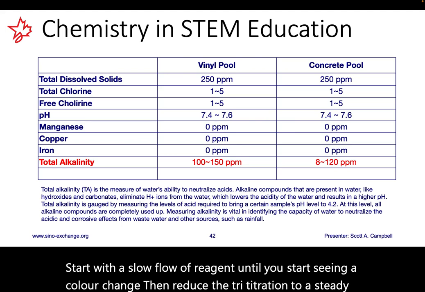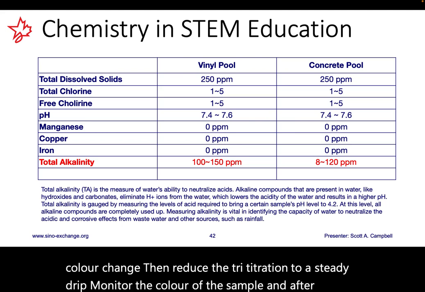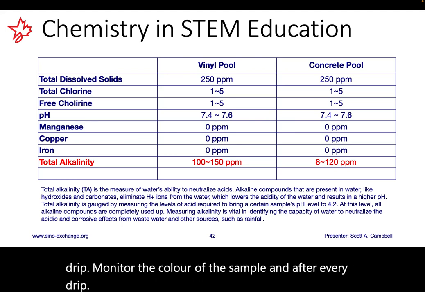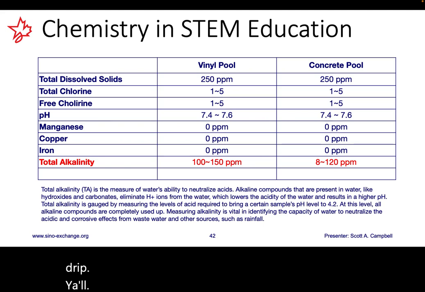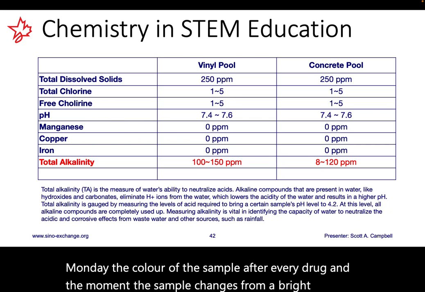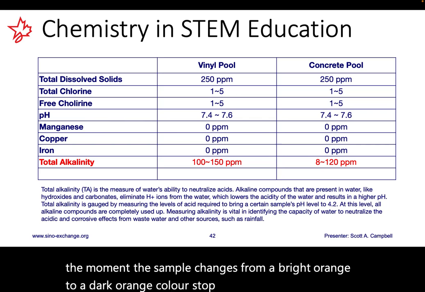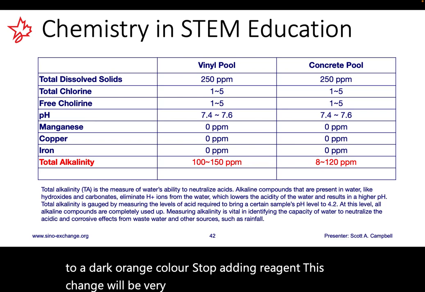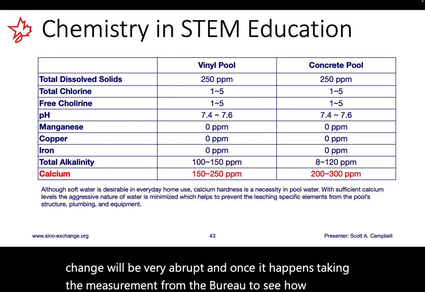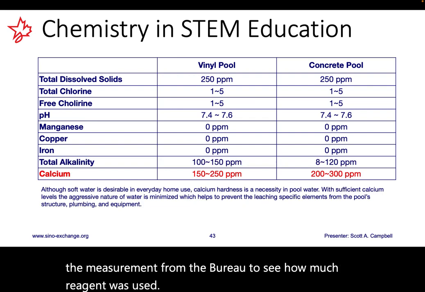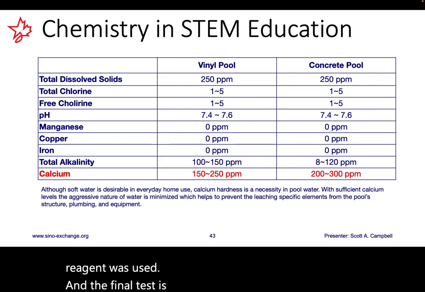Monitor the color of the sample after every drip. And the moment the sample changes from a bright orange to a dark orange color, stop adding reagent. This change will be very abrupt, and once it happens, take the measurement from the burette to see how much reagent was used. And the final test is to determine the calcium hardness of the water.